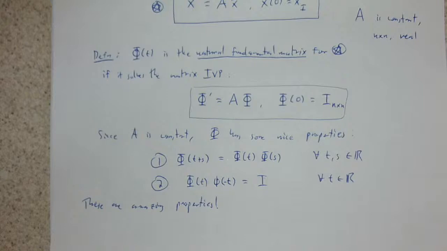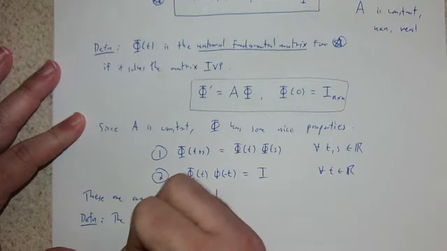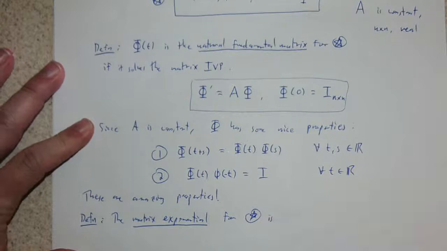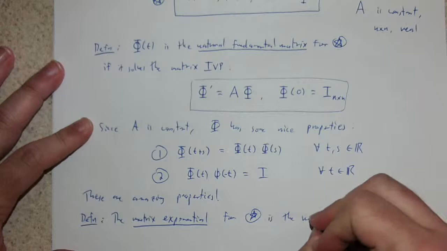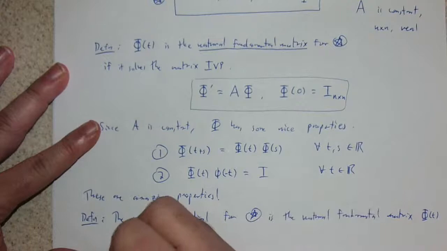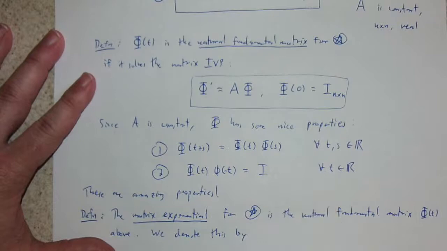Okay. So let's define the matrix exponential. Definition: the matrix exponential for A is the natural fundamental matrix, big phi, of t above. Instead of using phi, we denote this by e to the tA.